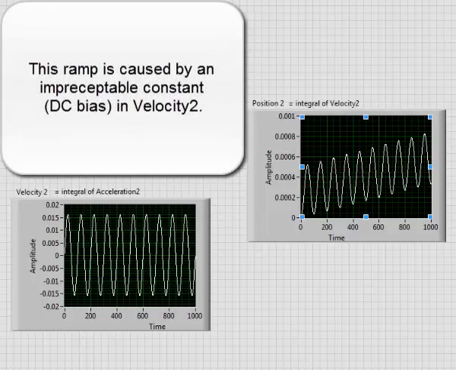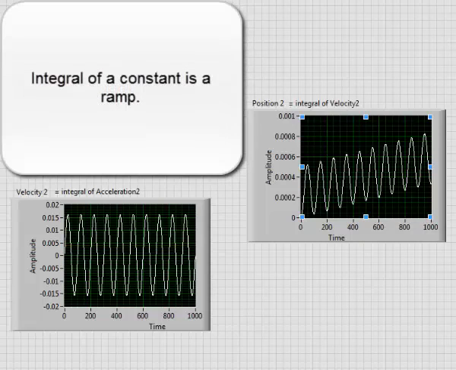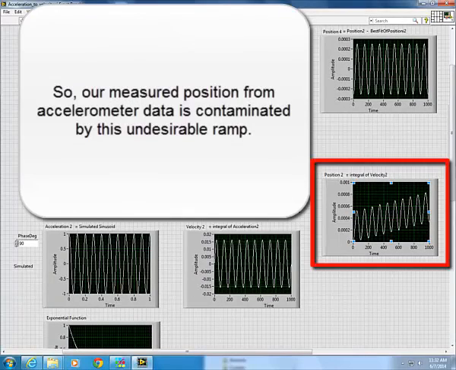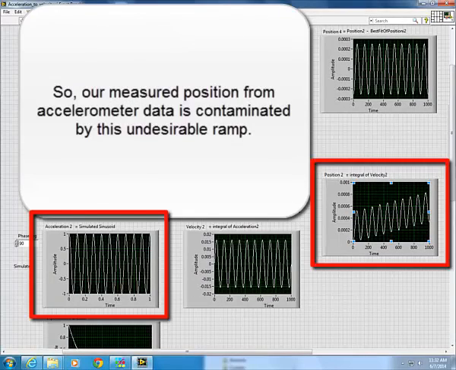This ramp is caused by an imperceptible constant, DC bias, in velocity 2. Integral of a constant is a ramp. So, our measured position from accelerometer data is contaminated by this undesirable ramp.